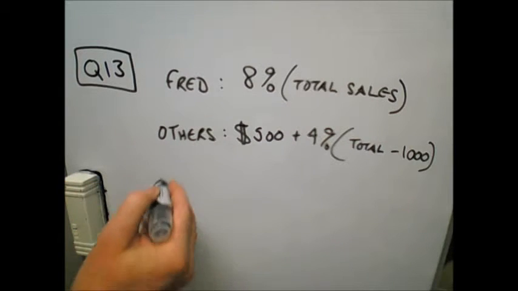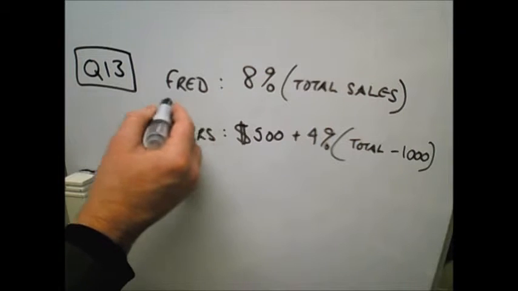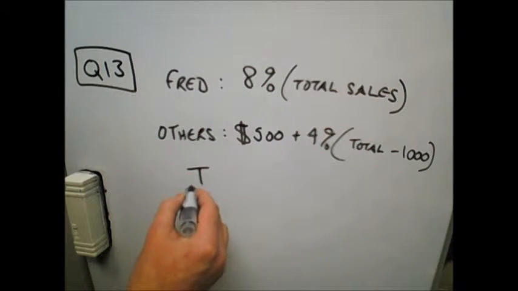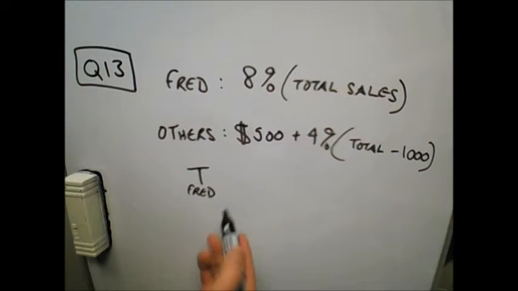So in other words, the key step here is to actually be able to calculate Fred's total sales and then put that into the second equation. If you're not sure where that comes from, read the question a few times and then rewatch that part.